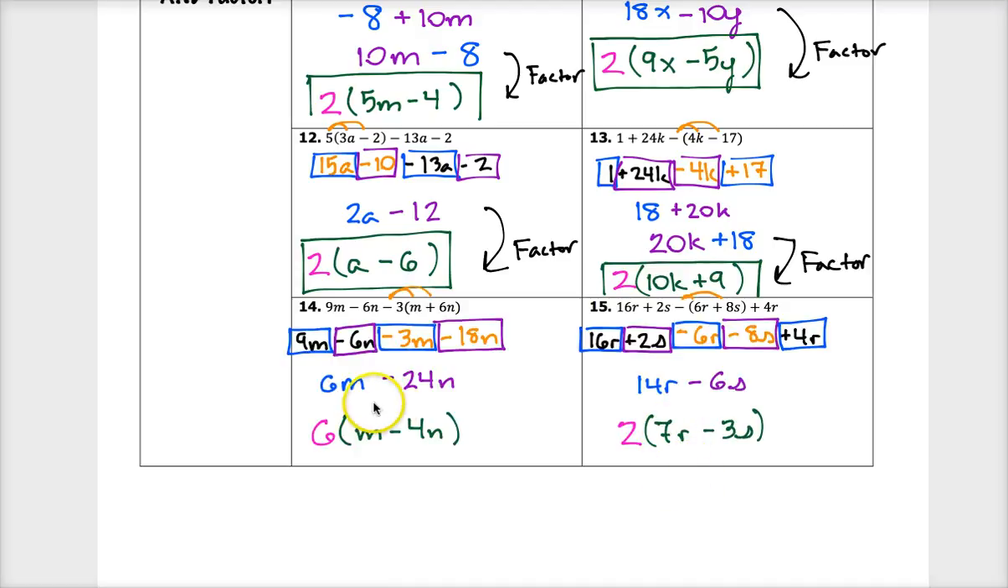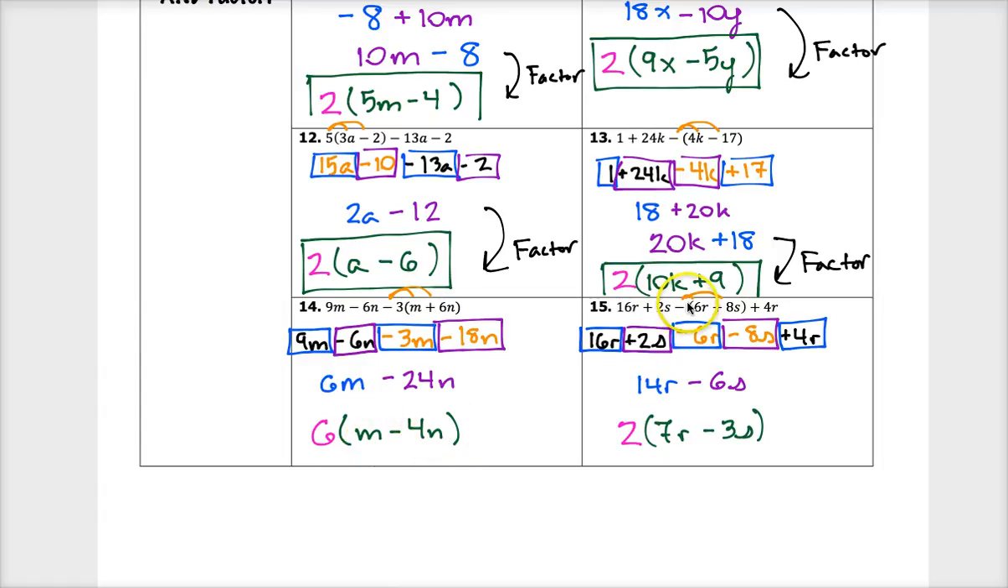For number 14, if you distribute first, you get a negative 3m minus 18n. Combine like terms to get 6m minus 24n. And then your GCF in this case is not 2, it's 6. So this expression factors into 6 times the quantity m minus 4n.